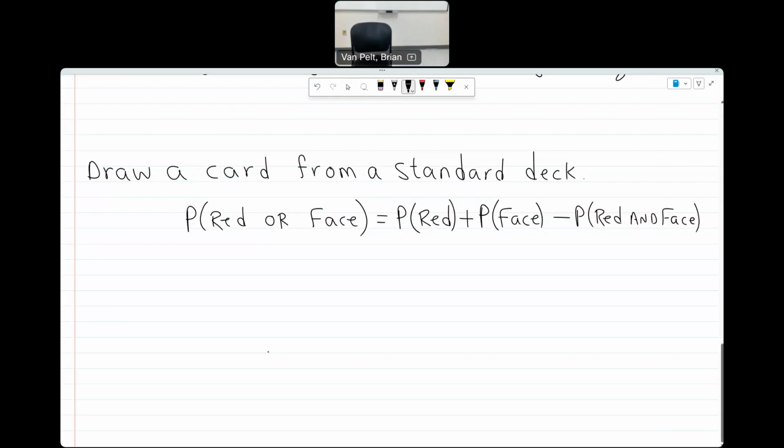So there's the formula in action. The red cards, there's 26 of those. How many face cards are there? Well, 12 face cards. Now, finally, how many of those face cards are red? 6. There's 12 face cards, half are red and half are black, right? And then just go along the tops. I have 26 plus 12 is 38, minus 6 is 32.